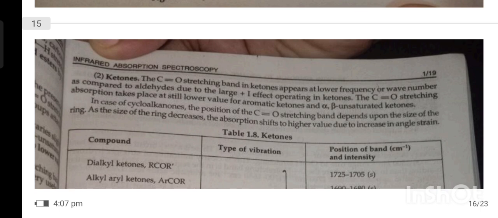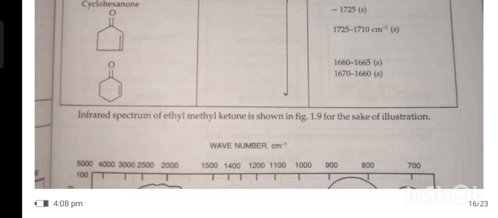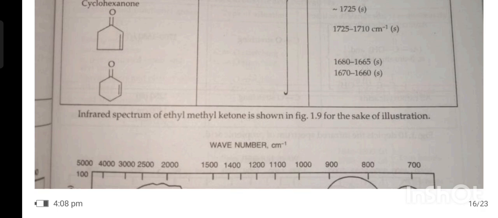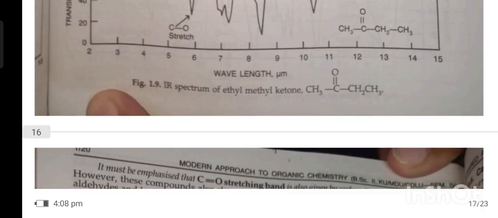In case of cycloalkanones, the position of a carbonyl stretching band depends upon the size of the ring. As the size of the ring decreases, the absorption shifts to a higher value due to increase in angle strain. Infrared spectra of ethyl methyl ketone is shown in figure 1.9 for the sake of illustration.